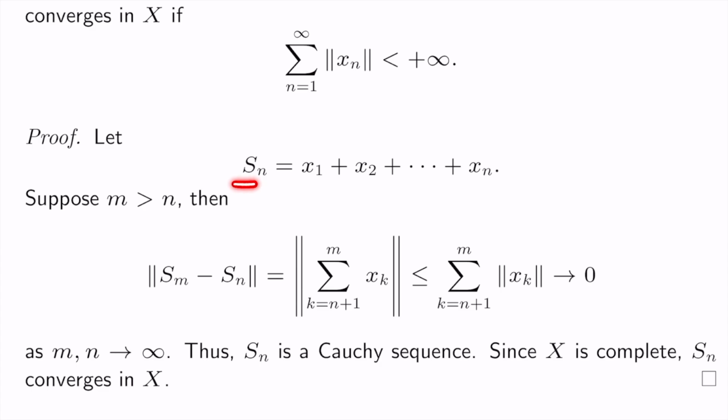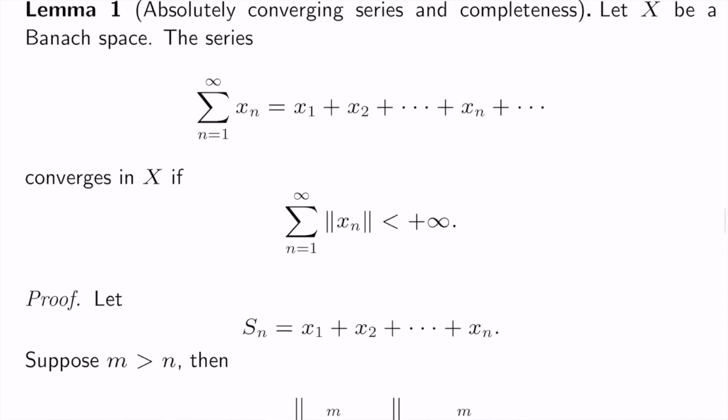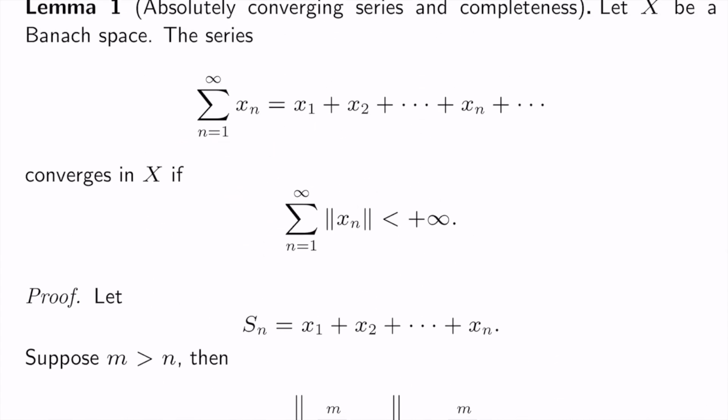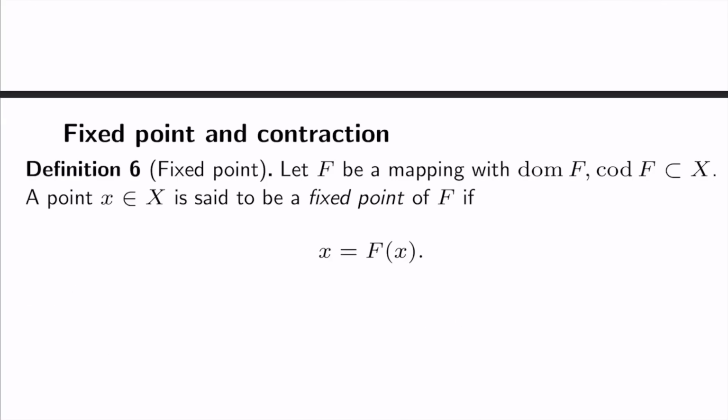Therefore, this sequence Sn is a Cauchy sequence, but we are assuming the space X is a Banach space, which is complete. Therefore, this Sn converges. That means this series converges. Then we are done.